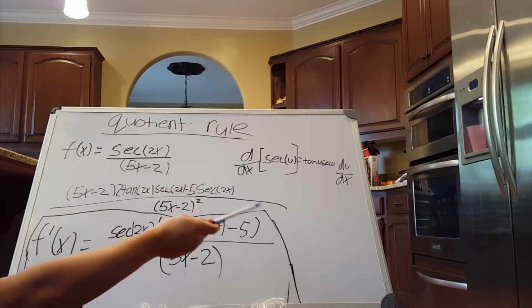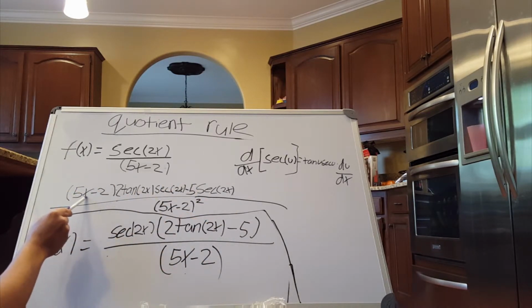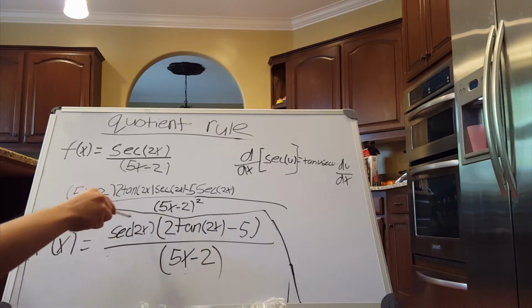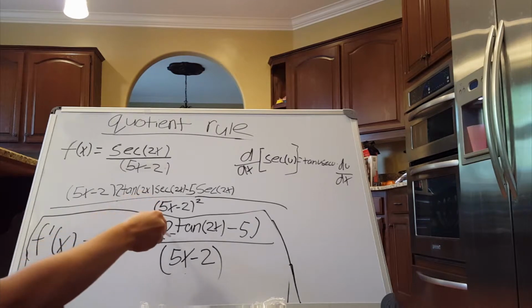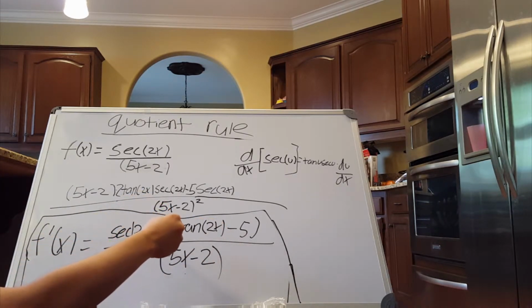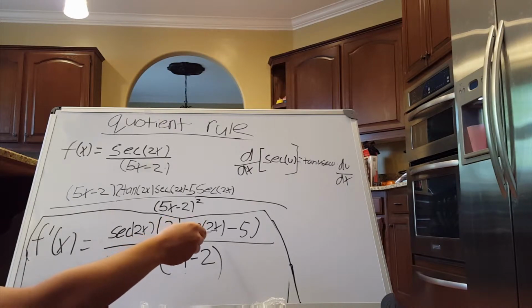Now, to simplify things, I crossed out 5x minus 2, 5x minus 2, got one down in the denominator, and I factored out a secant of 2x, and then we have this on the inside. So the simplified answer is secant of 2x times (2 tangent of 2x minus 5) all over 5x minus 2.